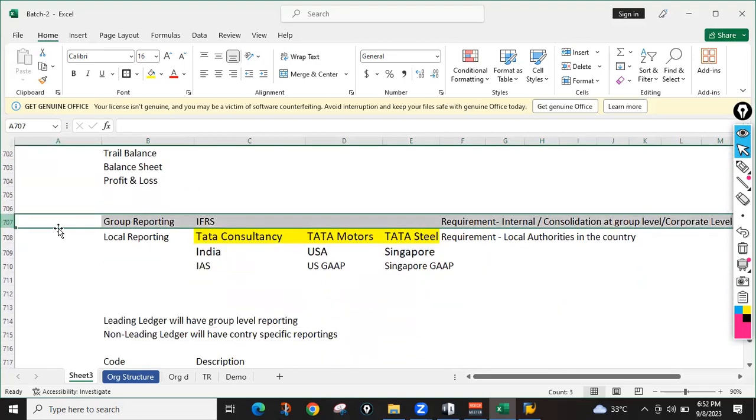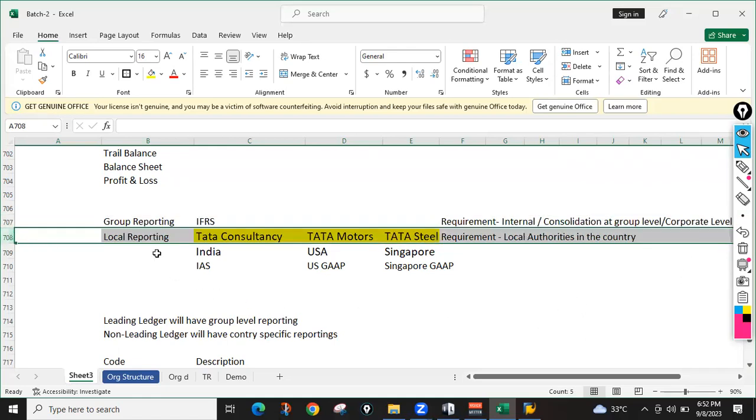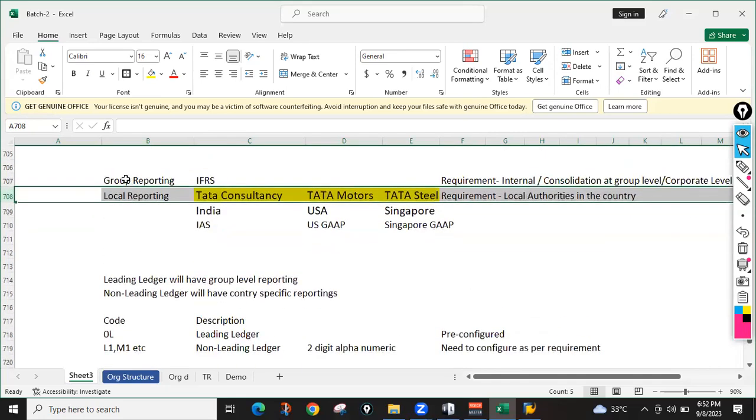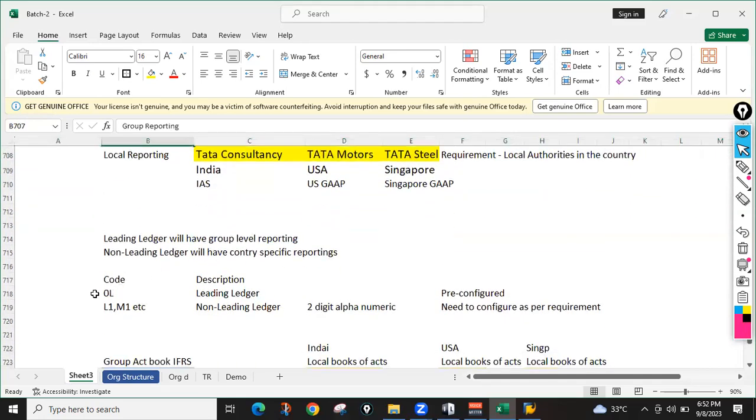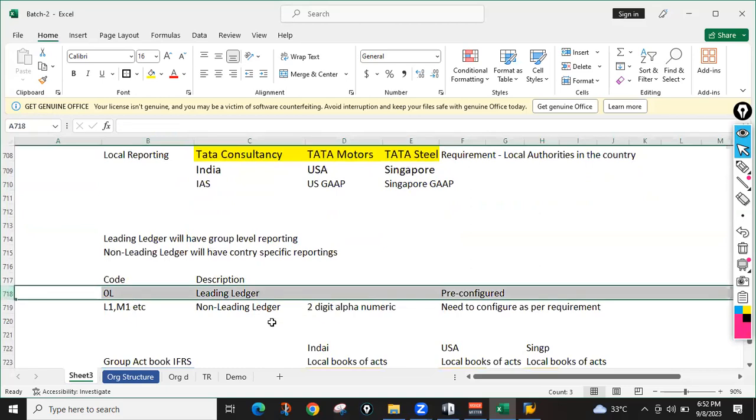Group reporting we prepare based on IFRS. The requirement is for consolidation or corporate level requirements. Local reporting is for local GAAPs like Indian GAAP, US GAAP, Singapore GAAP, their accounting principles. So for group reporting level, we are going to use 0L, which is the leading ledger. It is pre-configured, delivered by SAP. We don't have any control to change it.